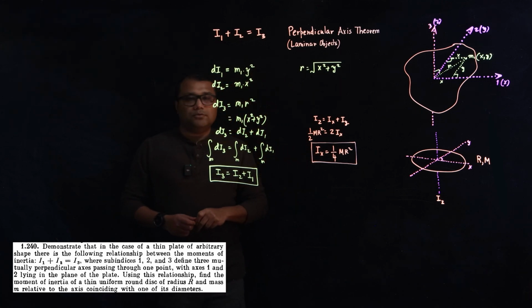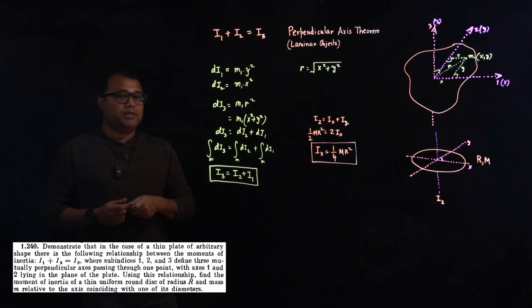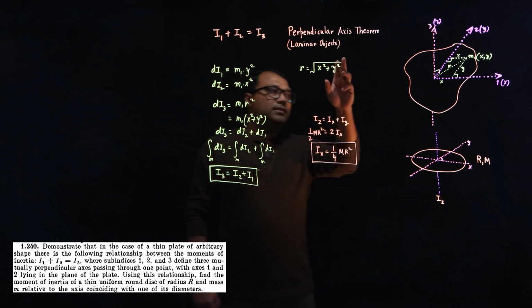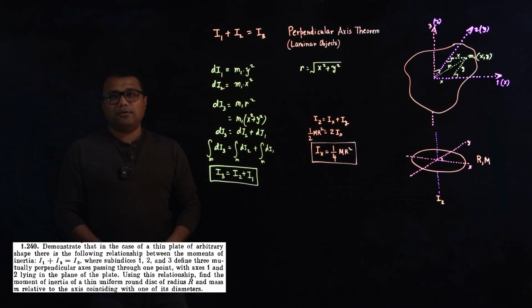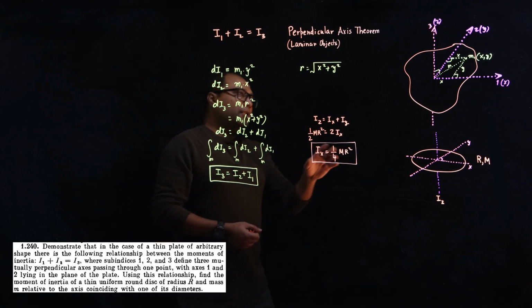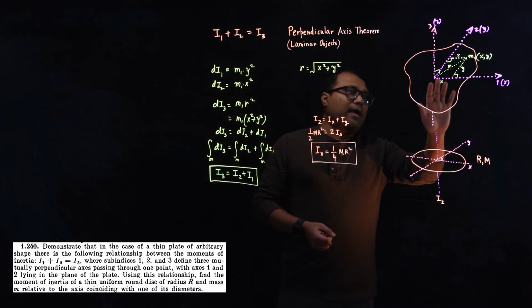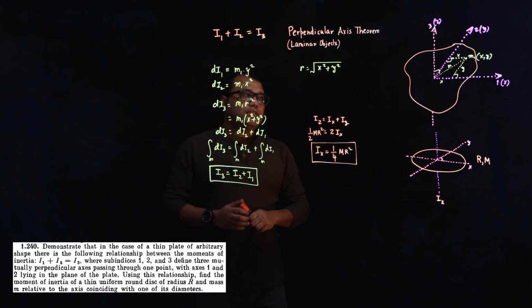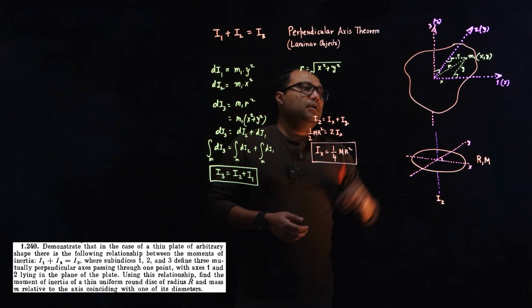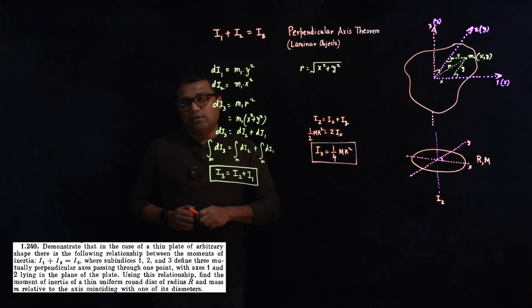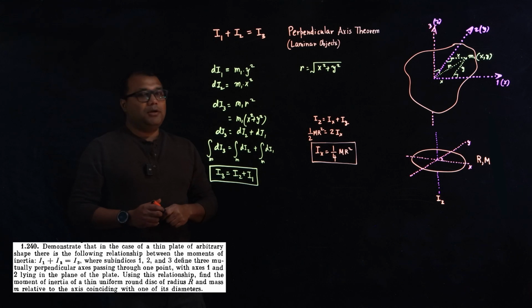So that's a very simple and easy application of the perpendicular axis theorem. Now the only thing to remember here is this is applicable only to laminar objects. So if it is a 3-dimensional object, we cannot use the perpendicular axis theorem. And for laminar objects, the 2 axes which are perpendicular to each other must lie in the plane of the object, and then we can find the moment of inertia about an axis which is perpendicular to both those axes which lie in the plane of the object. Okay, so that's our solution.